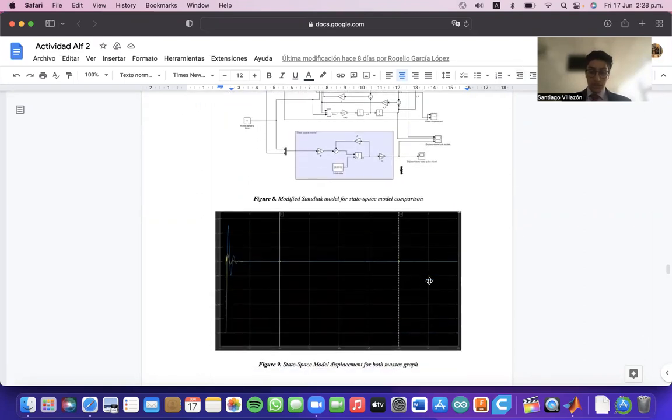Here we can see in this first graph for the state space model displacement for both masses. On the graph, we can see that they have a similar pattern but different values. For example, the yellow one, which is the unsprung mass, is really little compared to the sprung. This basically tells us that the least affected mass, which would be the user, which is the unsprung mass, will be the least affected when going through a pothole. And that's what we have. We have a little disturbance, and then we have a continuous line until the unsprung mass just reaches stability.